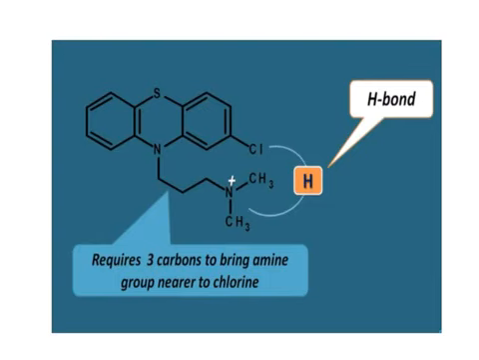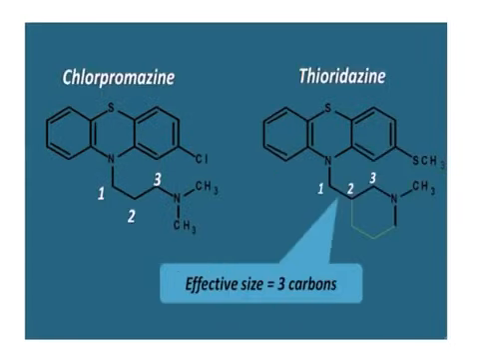Why are the three carbons required? Three carbons are required to bring the amine group nearer to the chlorine. To bring this chlorine group and this amine group close together to form a hydrogen bond, we need three alkyl groups. So there must be the presence of 3 CH2. If 3 CH2 are present, they come close together, they form the hydrogen bond, and they will show better activity. Okay, so the effective size is 3 carbons.